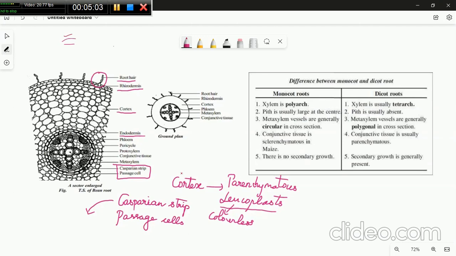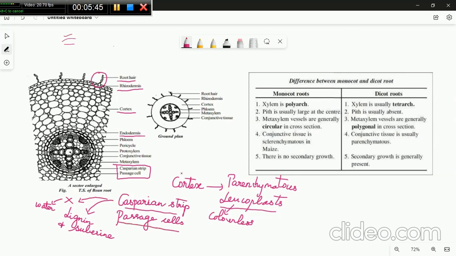Okay. Now Casparian strips are made up of chemicals called lignin and suberin. What is it called? Suberin. Lignin and suberin. Okay, suberin. Now this Casparian strip will not allow any movement of water inside the endodermis. Okay, it will not allow water. Understood? They are hydrophobic in nature.